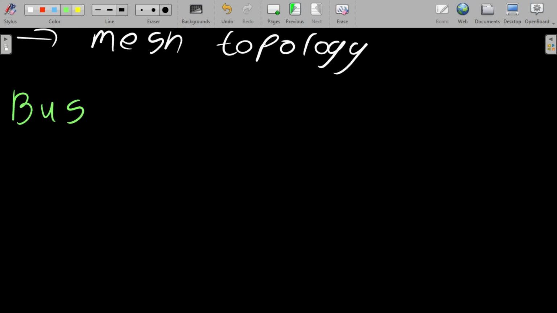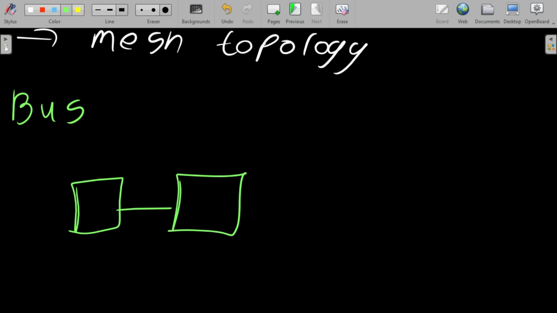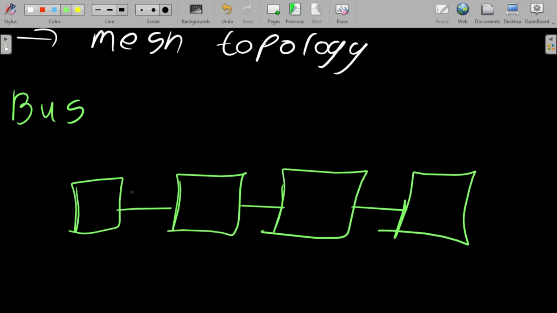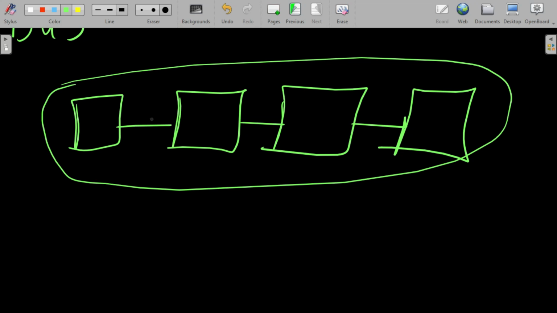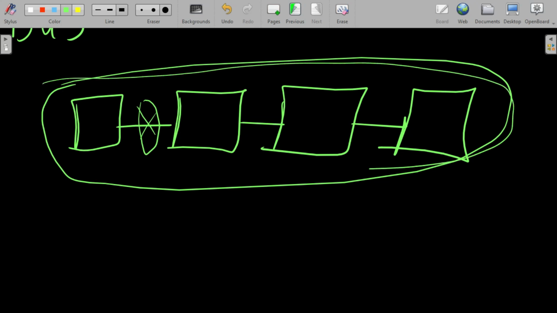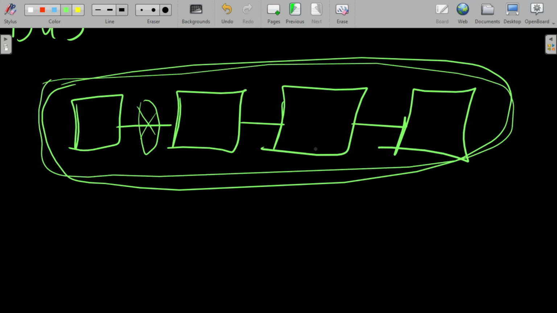Bus topology. All computers are connected to a single cable. So all these computers are connected to the same cable. The advantages of bus topology are that it is easy to install and low cost, but the main disadvantage is if one cable is disconnected, the network stops working. So it is a huge disadvantage. If one cable gets corrupted, the entire computer network will be disturbed.